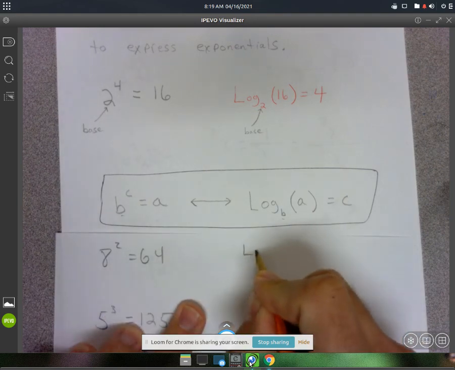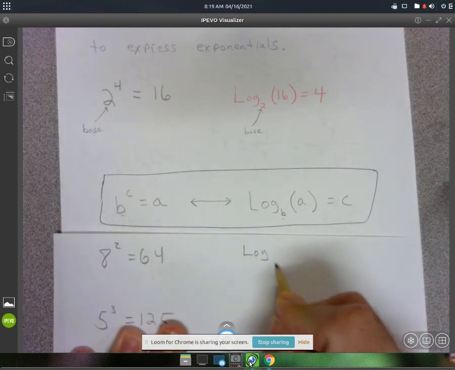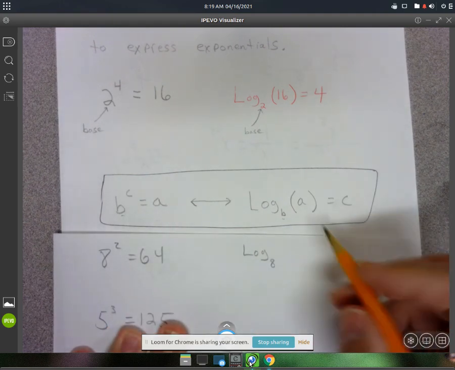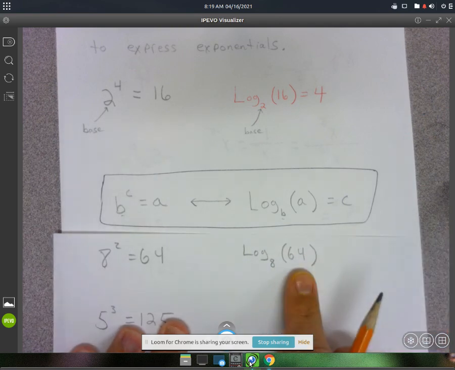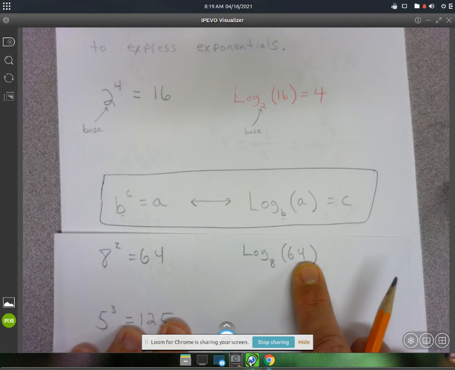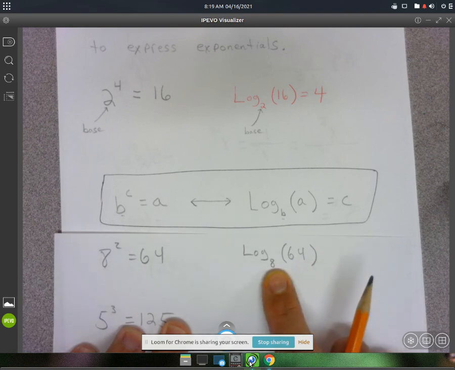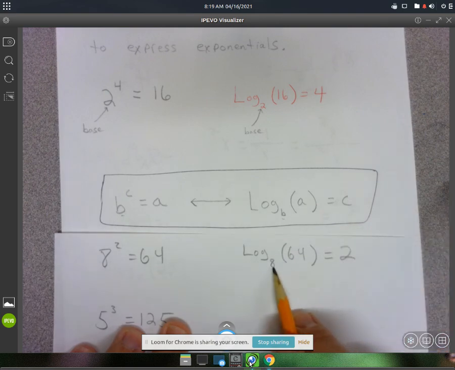So I'm going to start with log base 8, 8 is my base, of 64. What this expression means is, if 8 is my base and 64 is my answer, how many of these 8s do I have to multiply together to get 64? And that's going to be 2. 8 to the second power is equal to 64.